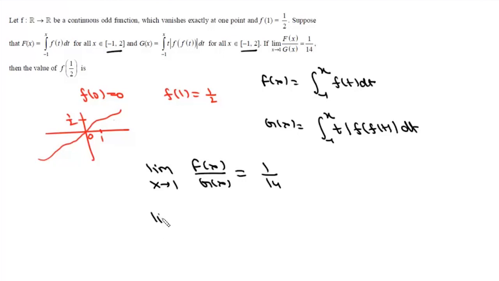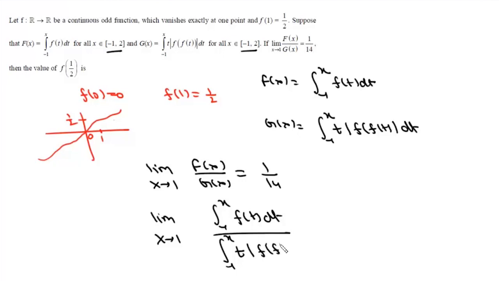Now we'll write this as the limit x tends to 1 of the integral from minus 1 to x of f(t) dt upon the integral from minus 1 to x of t into mod of f(t) dt, that is equal to 1/14. Now if we put x as 1, the limits of this integral will be from minus 1 to 1, and we know that f(x) is an odd function. So the integral of an odd function from minus a to plus a will be simply 0.